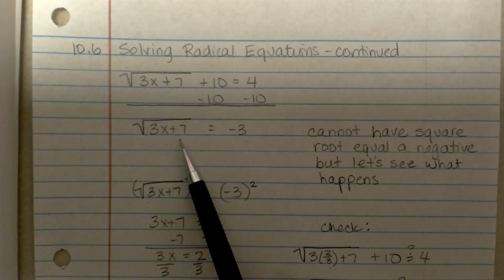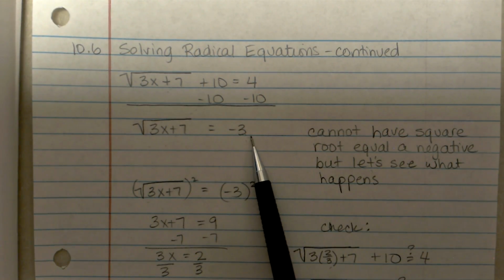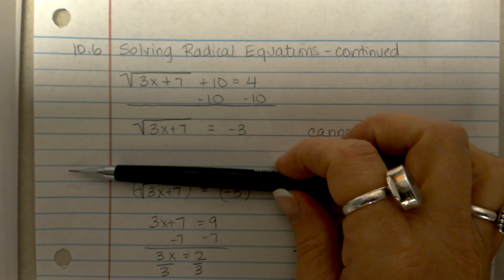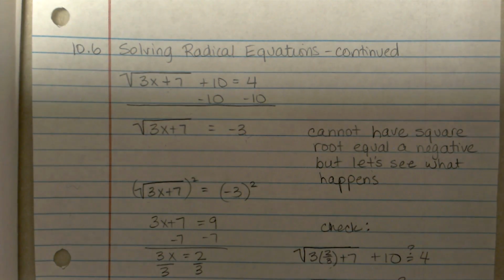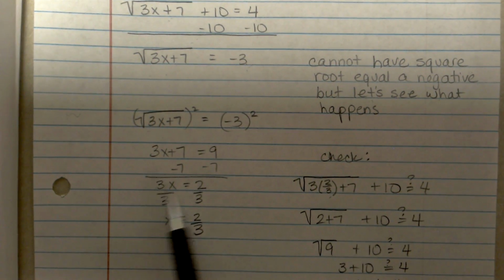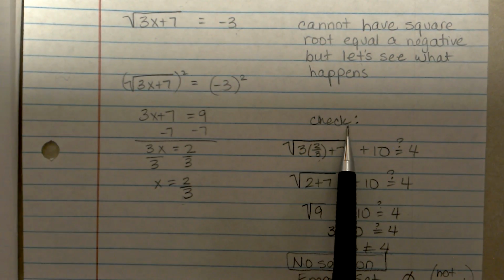Now, what I notice here right off the bat, before I go any further, is that I have the square root of a number equal to a negative number. That's not possible unless you're working with imaginary numbers. I already know at this point that there's no solution to this, but I'm going to go ahead and work it out because you might not notice when you're doing this. So we're going to go ahead and square both sides like you normally would, solve for x like you normally would, and then you go over and you check it.